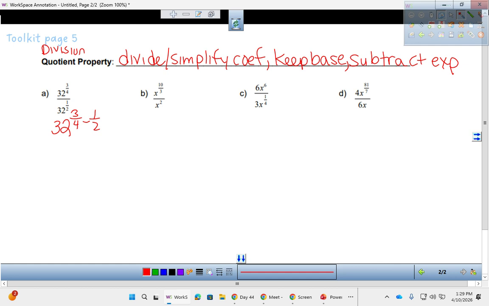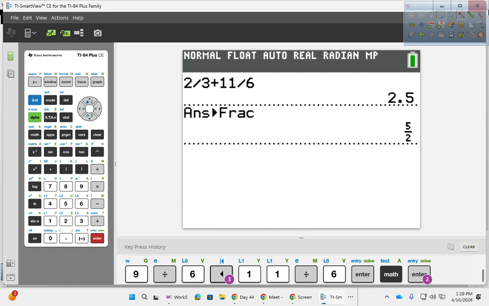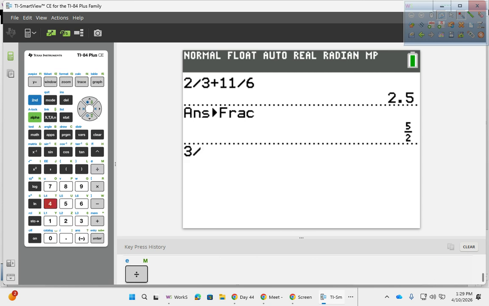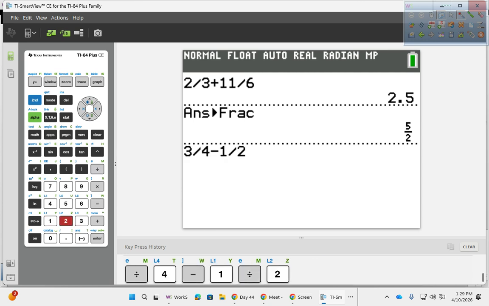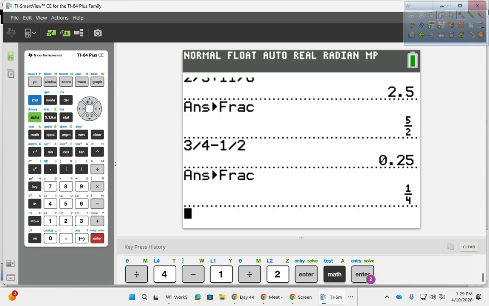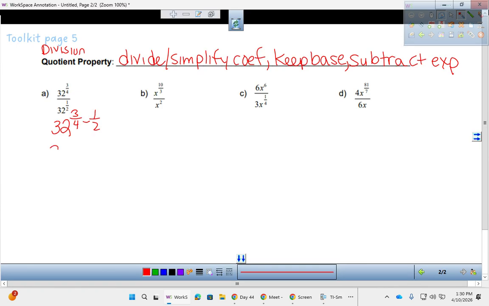Just pick up your calculator and do the math in your calculator. 3 divided by 4 minus 1 divided by 2. If you get a decimal, you should math enter that decimal. And so I get 1/4. 32 to the power of 1/4.